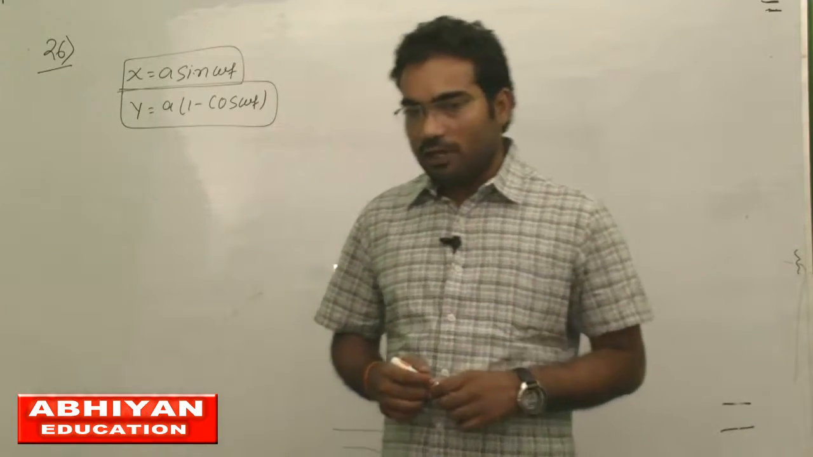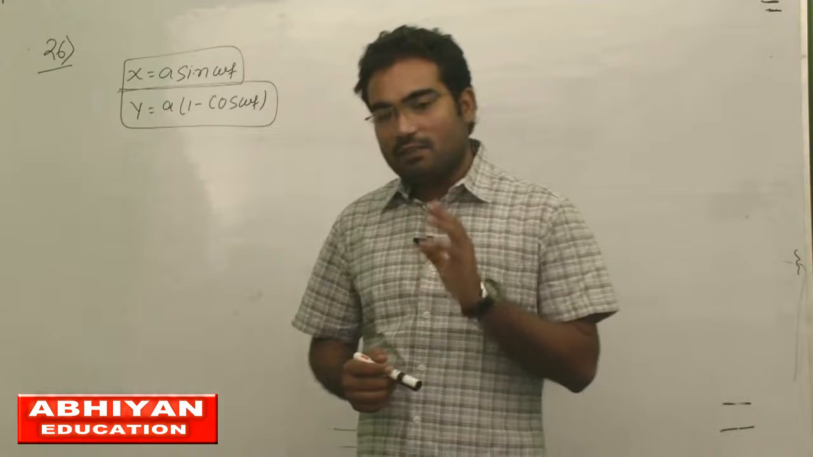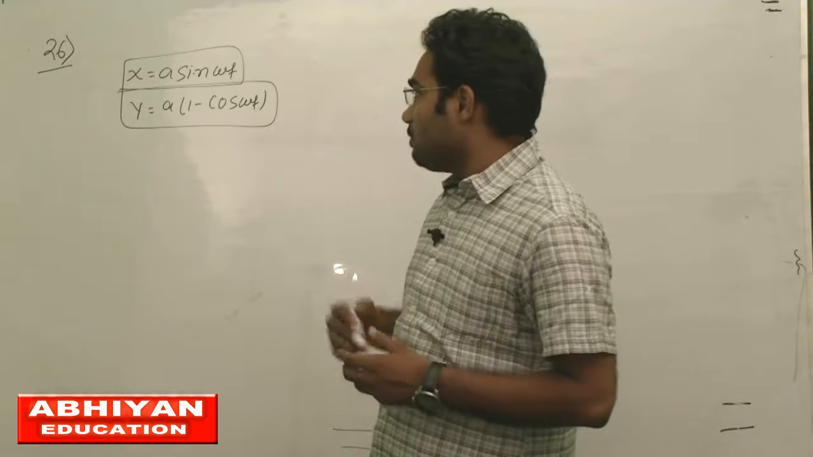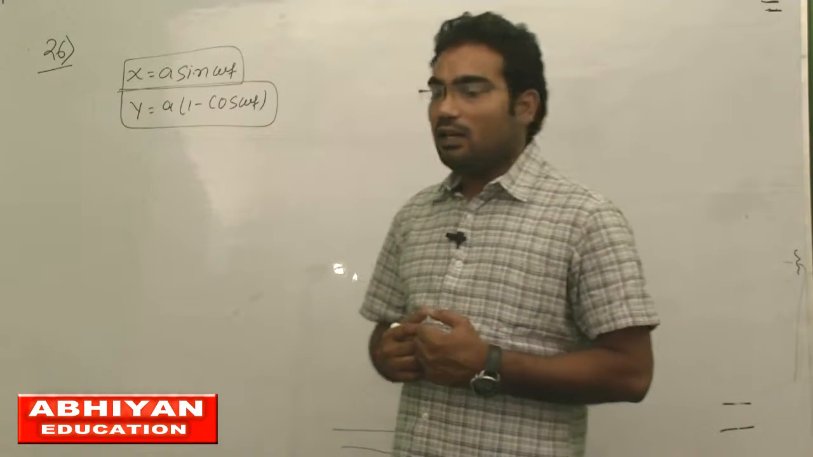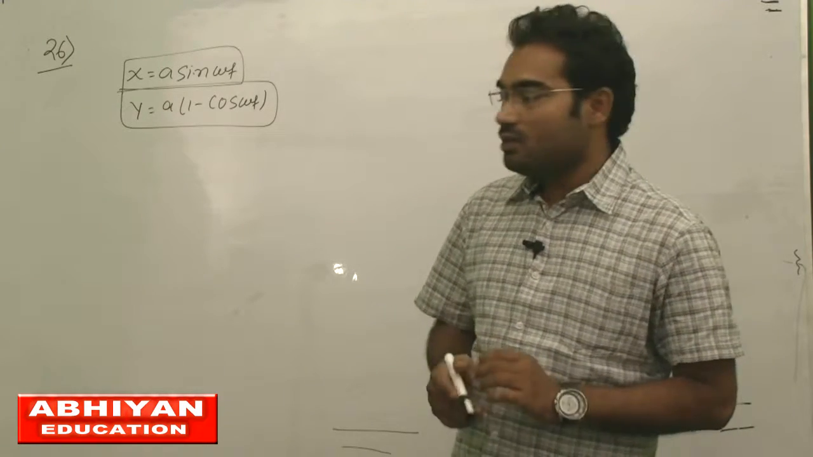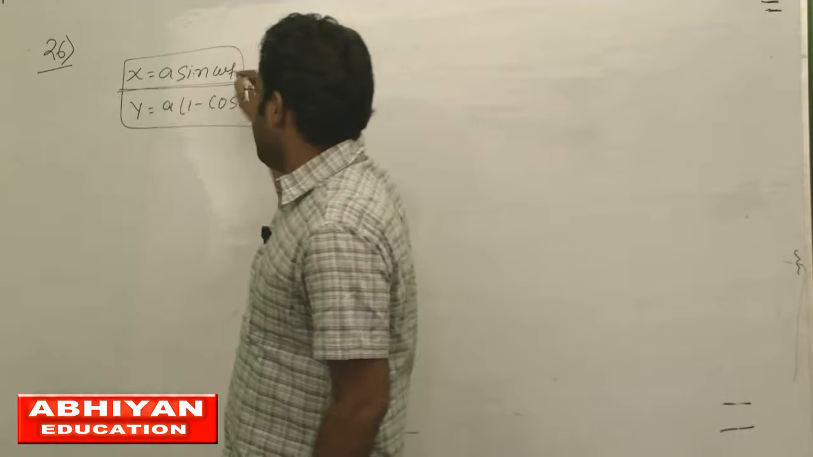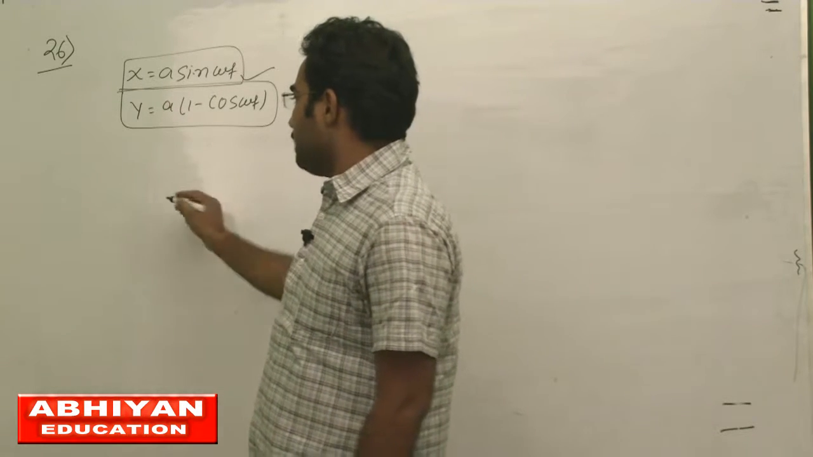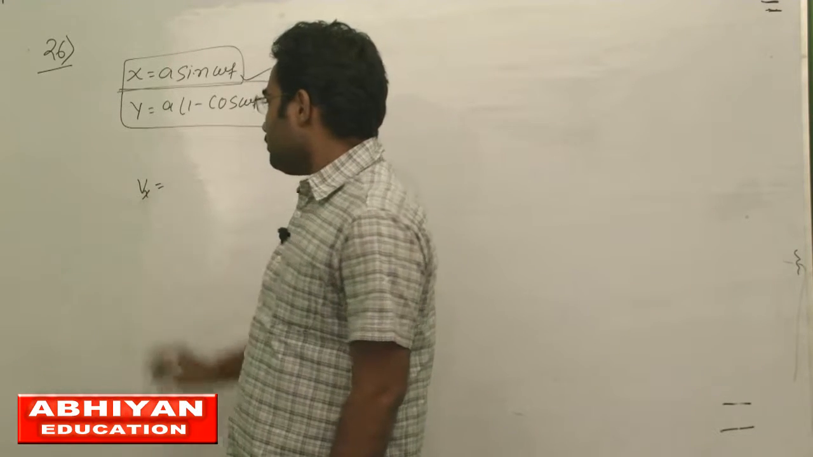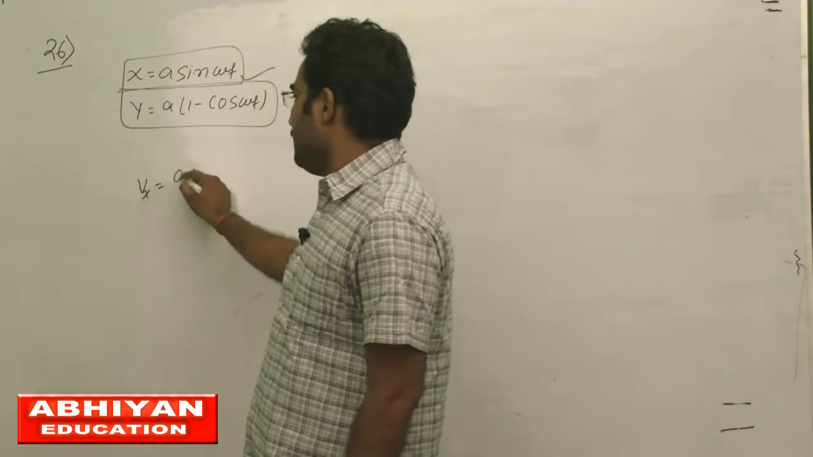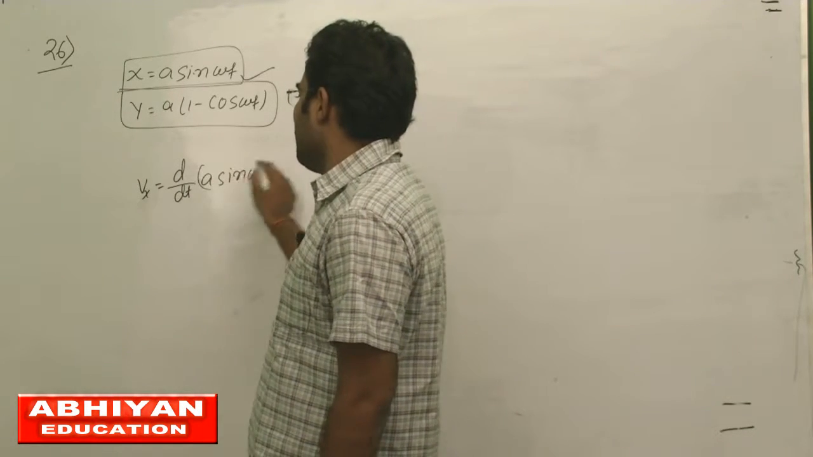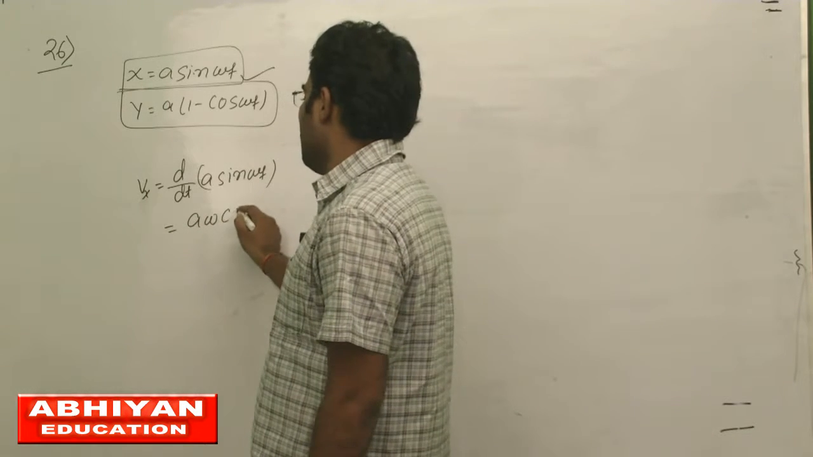First of all, we have to find the instantaneous speed. What is the speed of the particle in this case, where the component of displacement along x is a sin omega t and along y is a into 1 minus cos omega t? First of all, differentiate these equations with respect to time. The velocity of the particle along the x axis is given by d by dt of a sin omega t. This is a omega cos omega t.